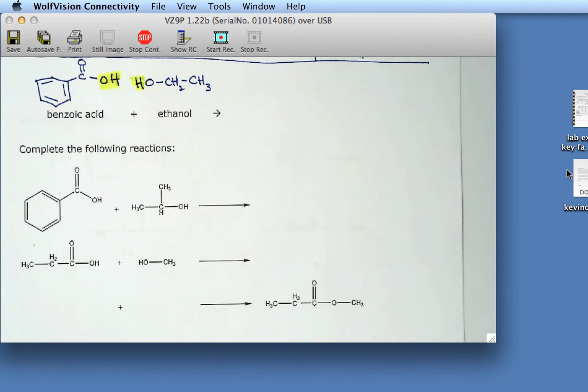Now, I get a lot of students who will say, well, can't you take the OH off the alcohol and the H off the carboxylic acid? You can do that. Coming up when we make amides, it's a lot easier if you already start from taking the OH from the carboxylic acid because you don't have an OH with amidation.